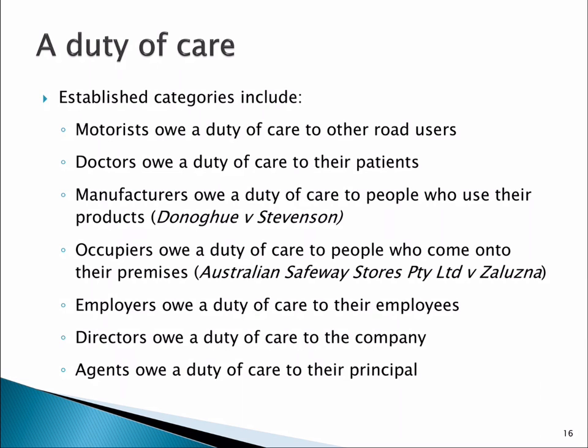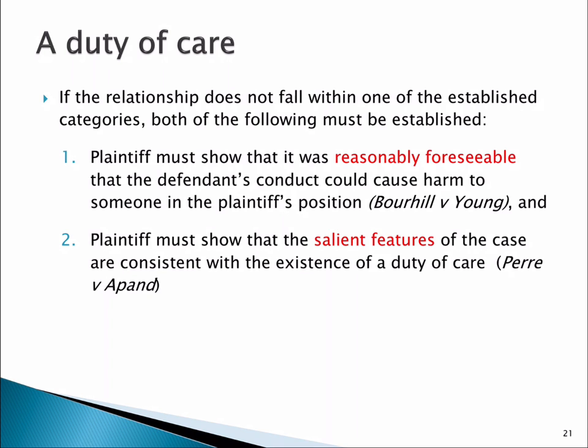So the first situation we have is where the courts have considered the particular kind of relationship, and it's an established category. If we're in an established category, we will owe a duty of care. If we're not in an established category, right, if the relationship isn't one of those that the courts have considered, then there is a 2-stage test. The plaintiff must show it's reasonably foreseeable that the defendant's conduct could cause harm, Bourhill and Young or Donoghue and Stevenson are our authorities. And also the plaintiff must show that the salient features of the case are consistent with the existence of the duty. So therefore, if we have an act or omission, there are 2 ways, right? We can show it: established category or this 2-part test.